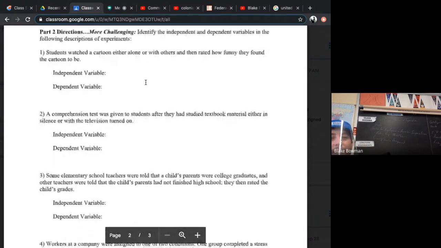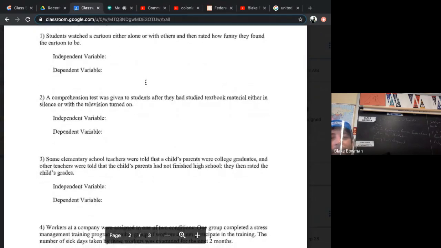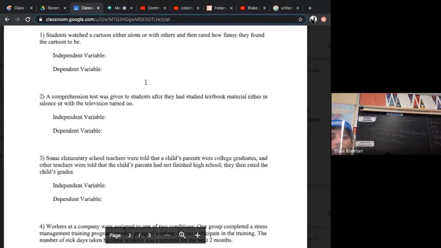More challenging. 1, students watch a cartoon either alone or with others and then rated how funny they found the cartoon to be. Independent variable, Megan? Everybody watch the cartoon alone or with others? Good job. Alone or with others. Dependent variable. How funny they thought the cartoon was. Good job. So rating how funny the movie actually was, right?